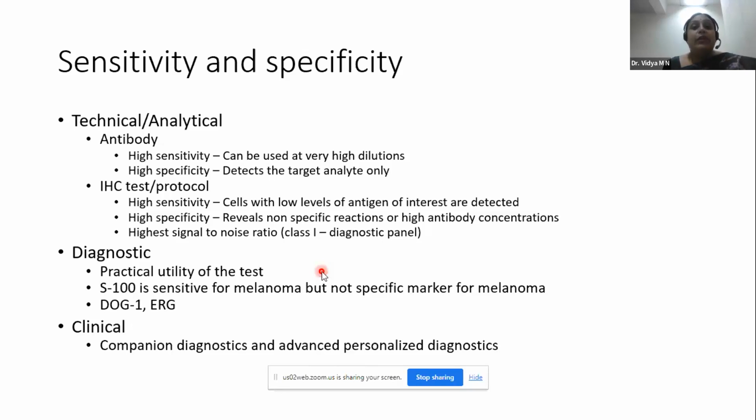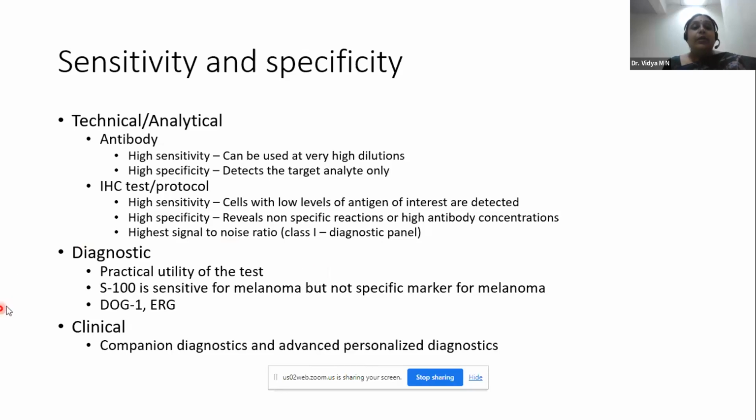Like for example, your peripheral nerve sheath tumors, they're going to take up S100. MPNST is going to stain for S100. Now, will you be able to differentiate whether it is melanoma or whether it is MPNST by S100? No, it is sensitive as a screening parameter, but not specific. Now, what is specific for melanoma? It is going to be obviously your Melan-A or MART1 or your HMB45. Those are your specific markers based on the clinical utility.